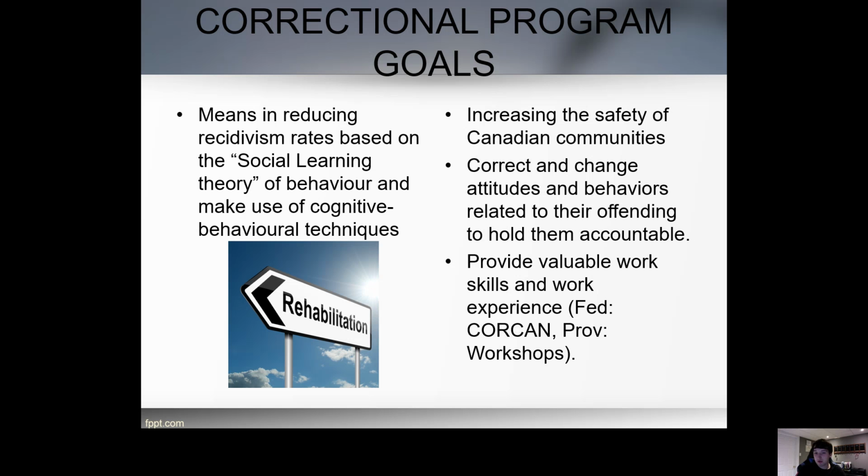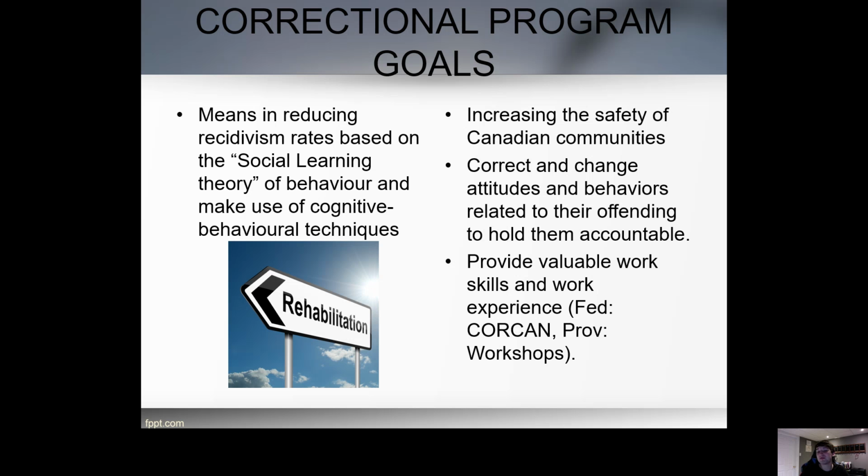In the federal sector, we would call that the Corcan workshops, which would make reference to the preparedness of learning a trade. I'm sorry, the phone's ringing, that's why I'm a little blank. Trade programs: the federal sector actually builds stuff such as furniture and carpentry items, and they sell it for the institution and the Canadian government.